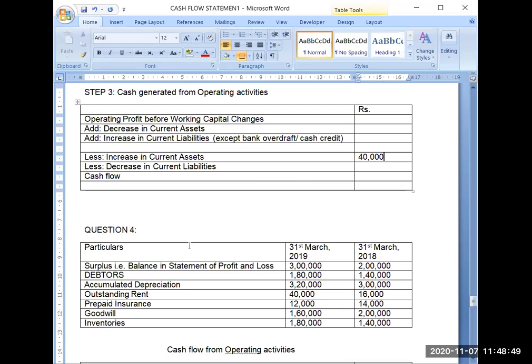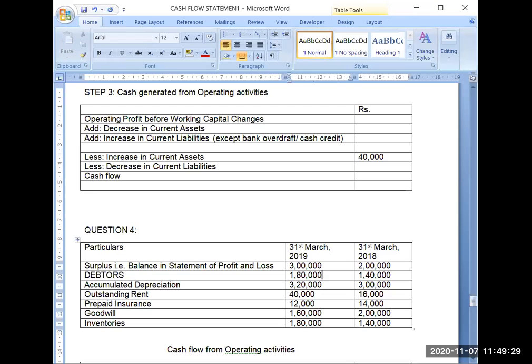Now you can see debtors are your current assets, you all know that. And debtors are increasing in comparison to last year. Whenever your current assets are increasing, your cash will be going out. If you are purchasing inventory, that will also be by payment of cash. In this manner cash is going out, that's why my cash is reducing. That is the logic behind subtracting the increase in current assets.